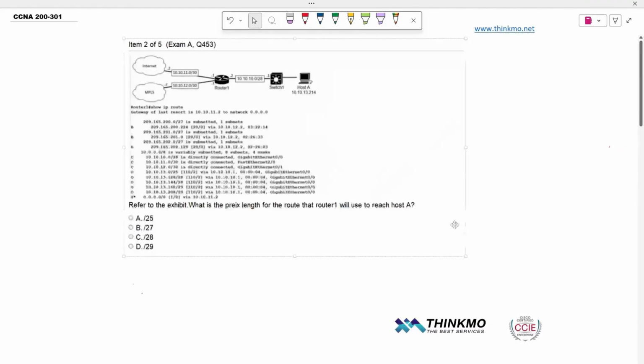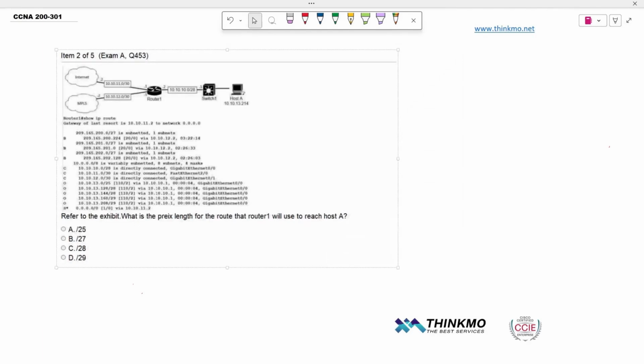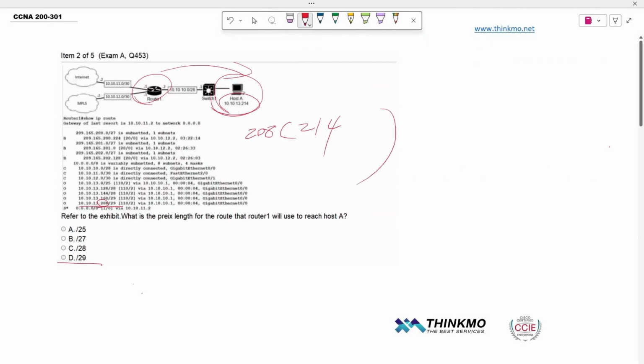The second question is about subnet mask conversion. For the second question, it says, referring to the diagram, which prefix will router 1 use to reach this host? Host A, in other words, which route does the router match to reach this location? It matches based on the longest prefix mask. I'm going to this destination address, 13.0, this network, and then it matches this 208, the one with a 29-bit mask. The 29-bit one is this route. Why is that? It's because this 208 includes 214. 214 is included within 208. The 29-bit mask for 208 includes 214. So the correct answer is B.